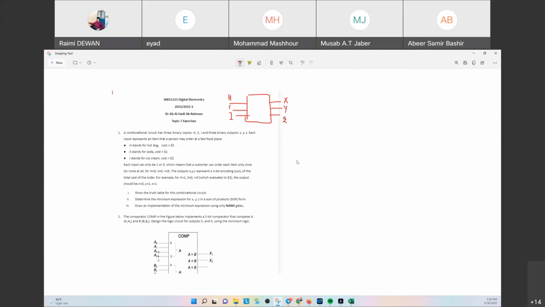Okay, this one. Each input represents an item that a person may order at a fast food. So now this is a situation at a fast food. Okay, H stands for hot dog, $3. S stands for soda, and I stands for ice cream. Each input can only be either 1 or 0. It means whether the customer wants to order a hot dog or not. If they want to order a hot dog, it will be 1. If they don't want a hot dog, it will be 0. Okay.